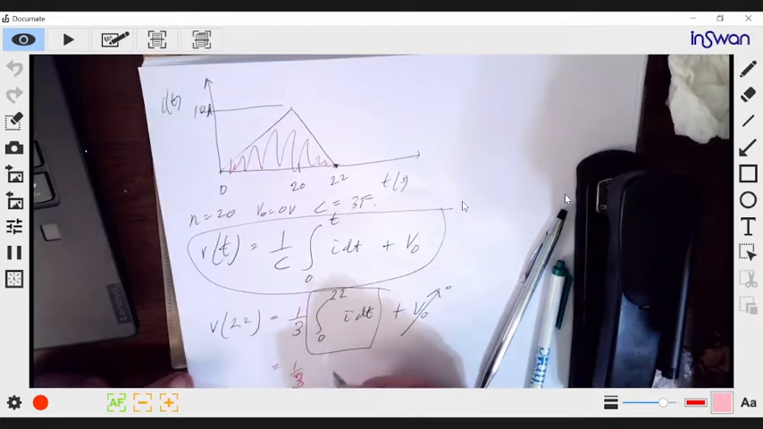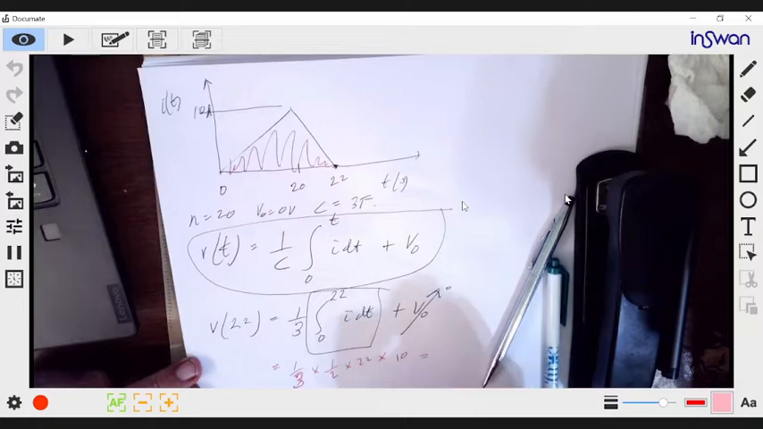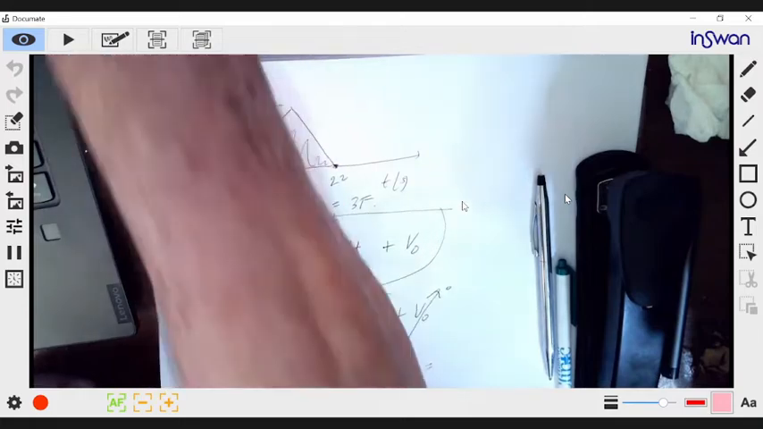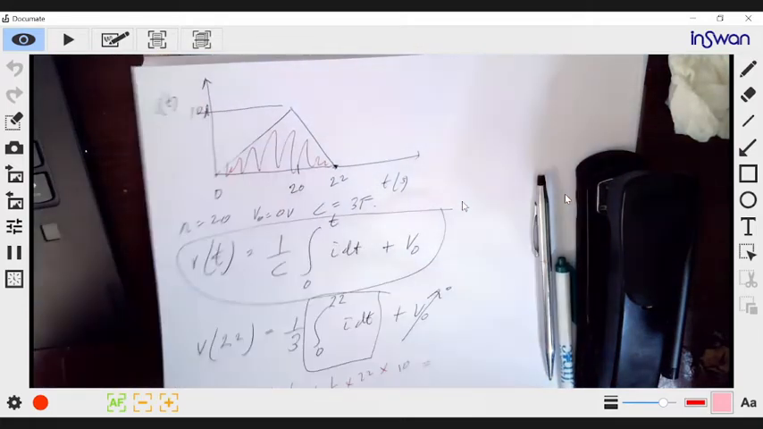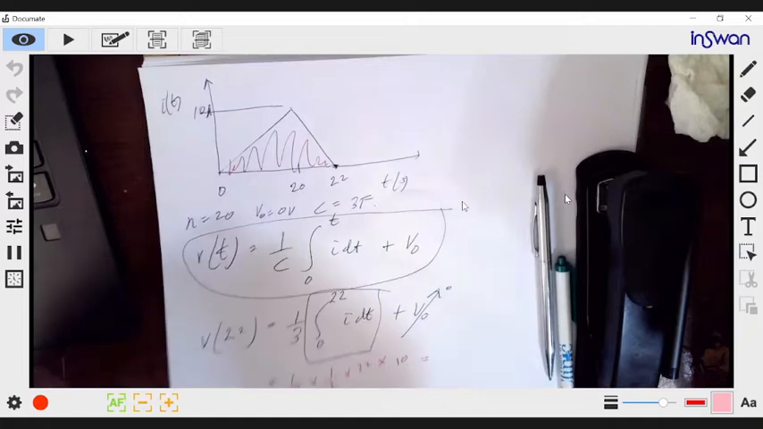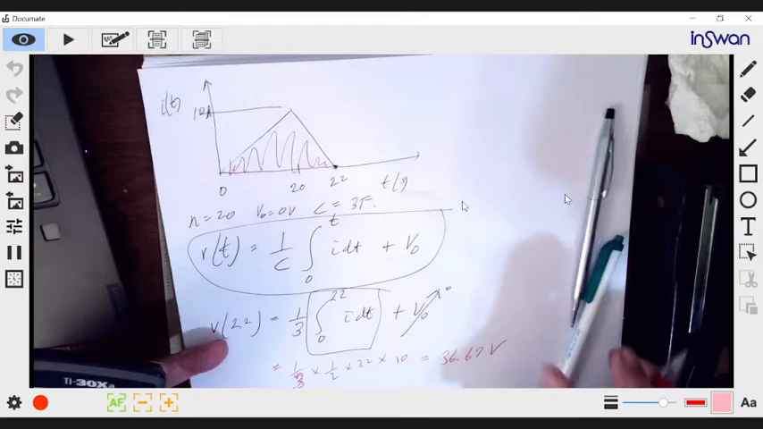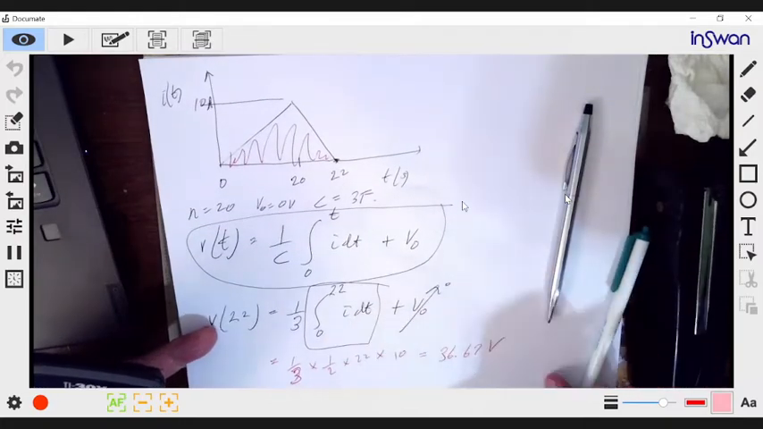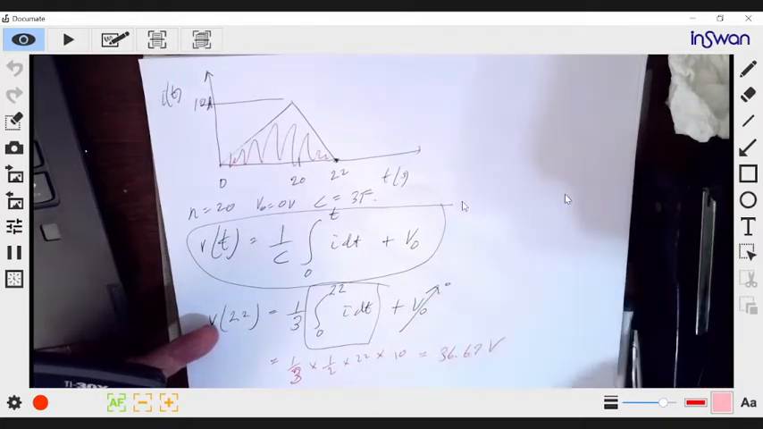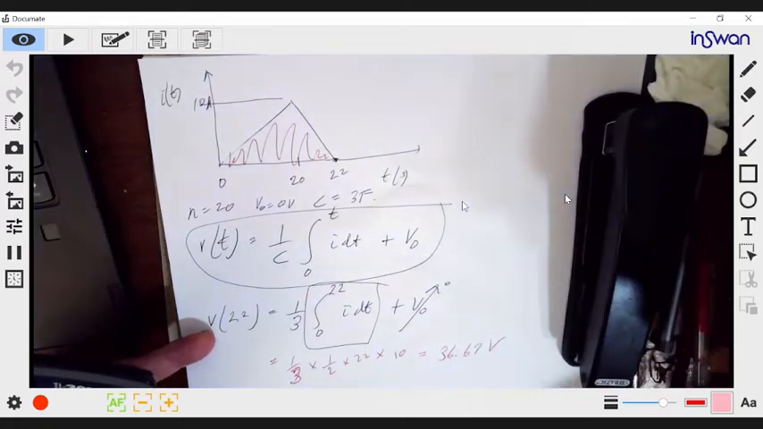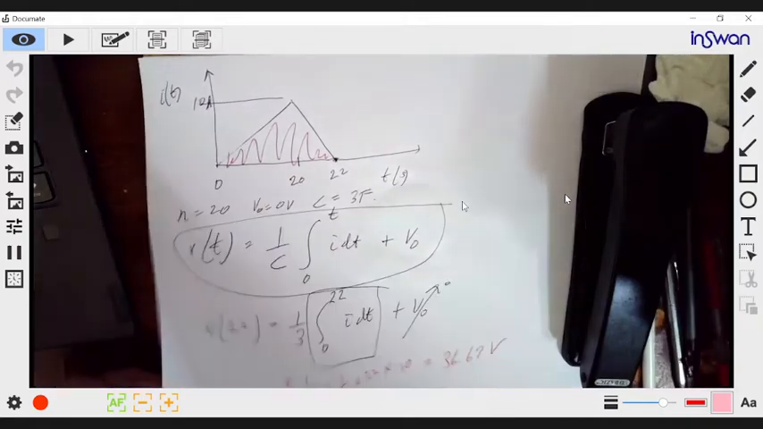That's the area of a triangle, which is half the base, which is 22, times the height. So in this example, that is 110 divided by 3, 36.67 volts. It was as simple as that, and people manage to screw it up. Any questions about that?